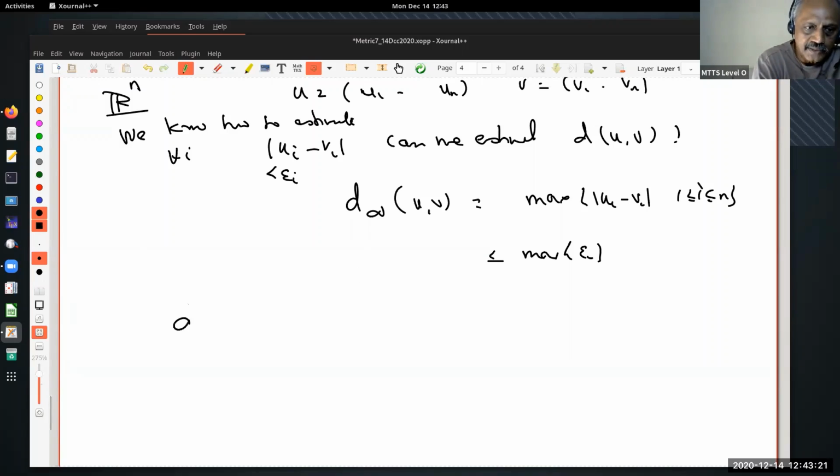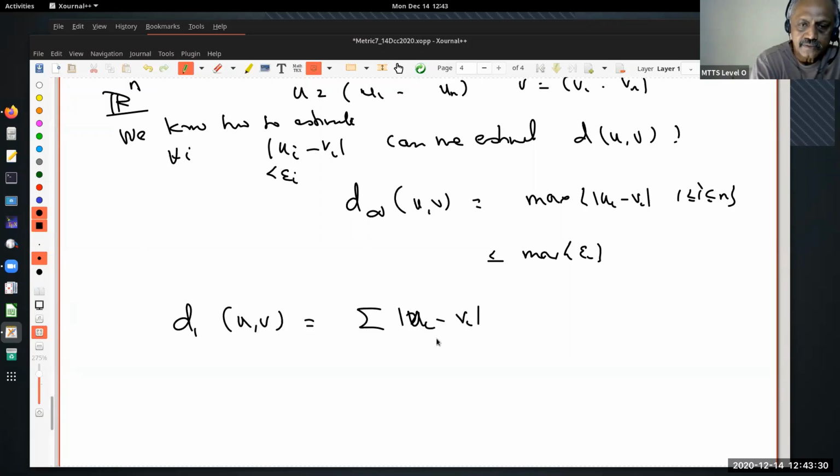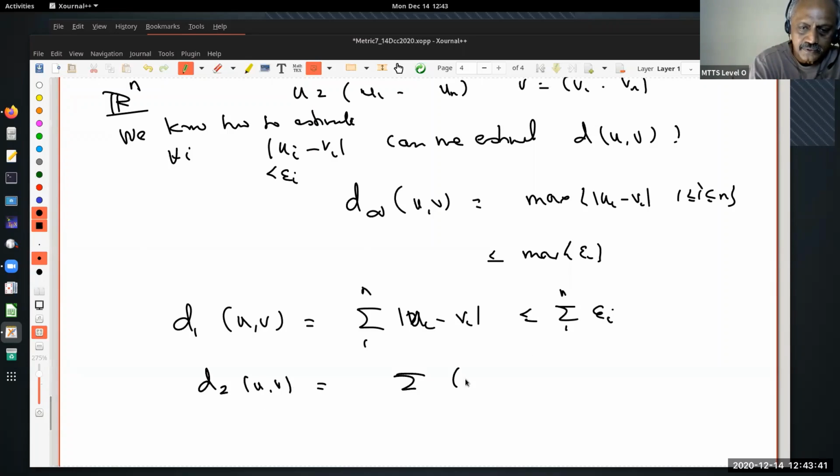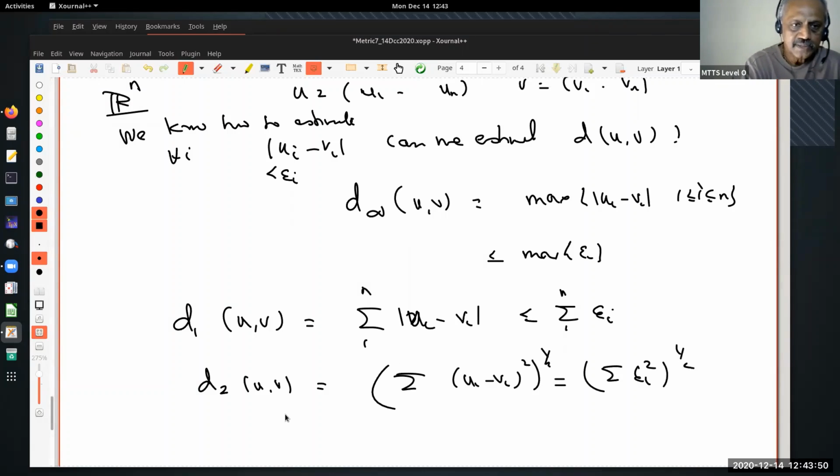Okay, and let's look at d1 of u, v. Then that is going to be the summation of mod ui minus vi. But I know how to estimate each one of them, so this will be less than or equal to the summation of epsilon i from 1 to n. So I also know how to estimate. And how about d2 of u, v? All of you will know this is the summation of ui minus vi whole squared, to the power half. That will be the summation of epsilon i squared, to the power half. So in some sense, once I know how to estimate these things, I know how to estimate.